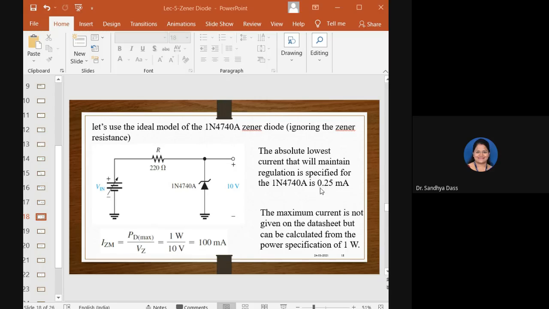it is given as 0.25 milliamps. What is this 0.25 milliamps? It is the minimum Zener current, right? Please note down things. Assuming that the lowest current value that will maintain regulation is already specified for the particular Zener diode. So this 0.25 milliamps is the minimum Zener current. Okay, and the circuit is as shown here.